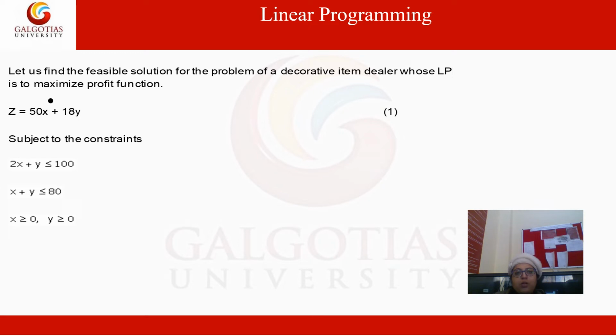Now let us find out the feasible solution for the problem of a decorative item dealer whose linear function is to maximize the profit function. So, maximize z equals 50x plus 18y subject to the constraints, that is 2x plus y less than equals to 100, x plus y less than equals to 100, and then we are having the non-negative constraints. So let us learn how to solve this problem.